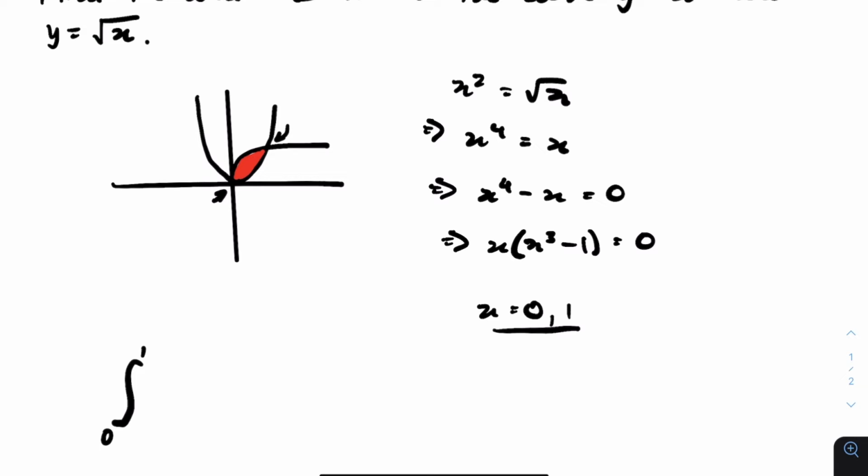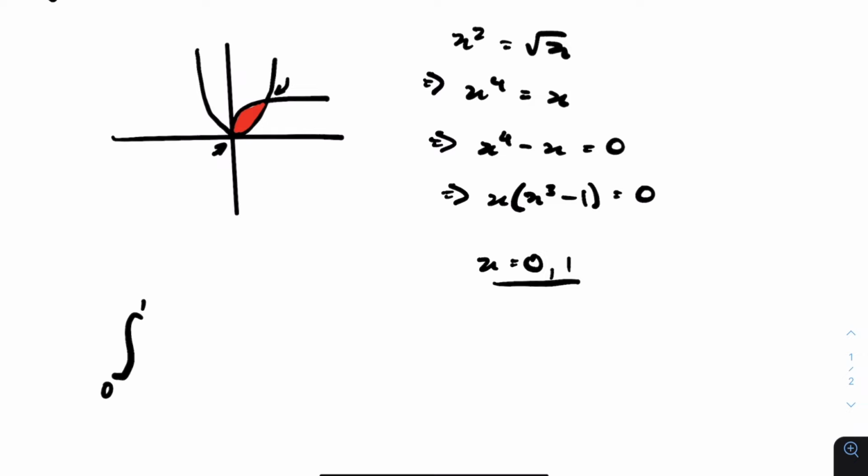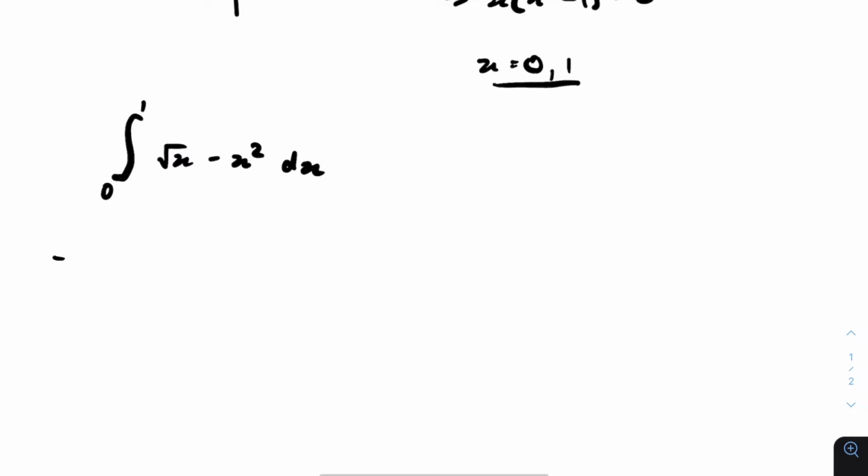So in this case, root x is the upper function, since in this period where the area is in between the two intersection points over here, root x seems to be the function that's above, while y equals x squared seems to be below. Therefore, we would integrate the function root x minus x squared. And now we have the equation we can work with.